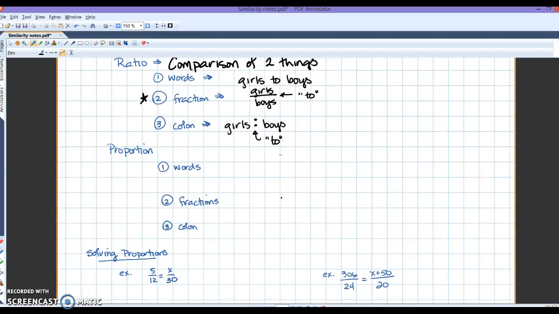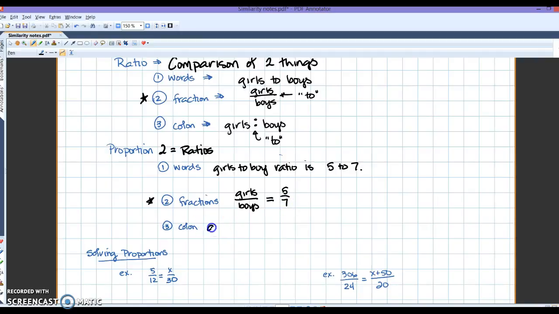A proportion then is two equal ratios. Okay, once again, you can do that in words, you can do it as a fraction, or you can do it with a colon. And once again, for geometry, we're going to stay in the fraction world, but I wanted to show you all three. So you could say the girls to boys ratio is, I don't know, like 5 to 7. And you can literally write it out in words. As a fraction, girls to boys is 5 over 7.